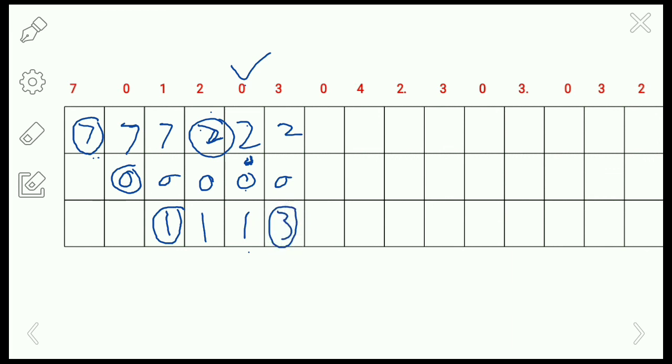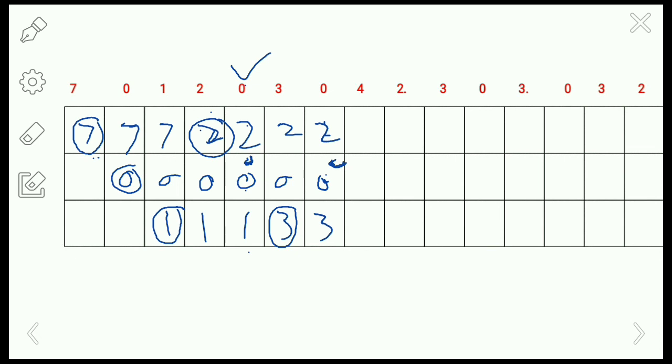Okay, so next is 0. So 0 is already available in the main memory, so there is no page fault and there is a page hit, right? So 203. Okay, so we are going to mark this.